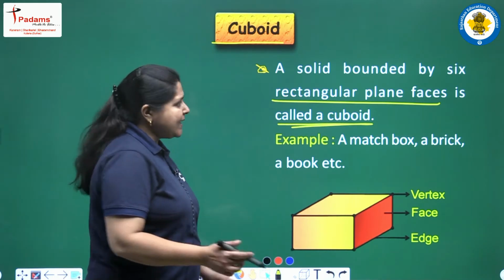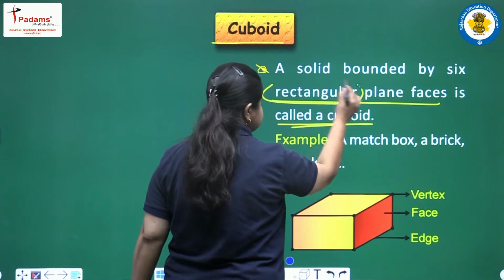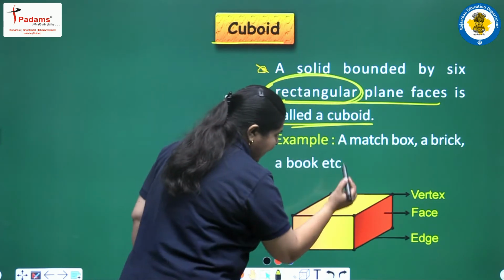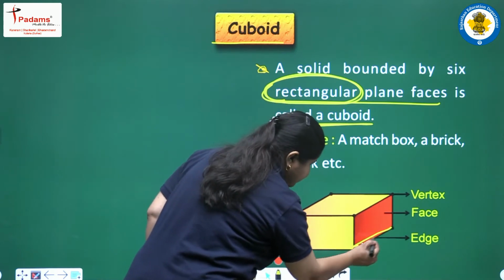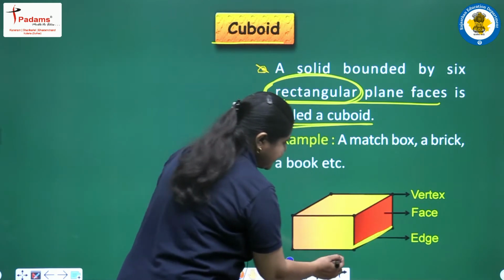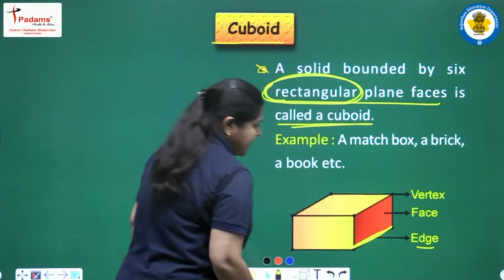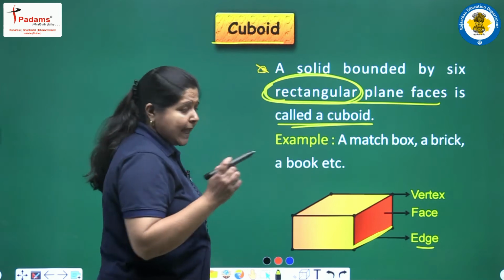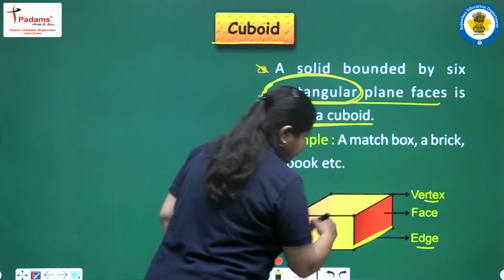A cuboid has 6 rectangular plane faces. 6 rectangular faces होते हैं cuboid के. You can see, and the line segment along which two faces meet each other, this line segment is known as the edge, and the point where three faces meet together, it is known as the vertex of the cuboid.